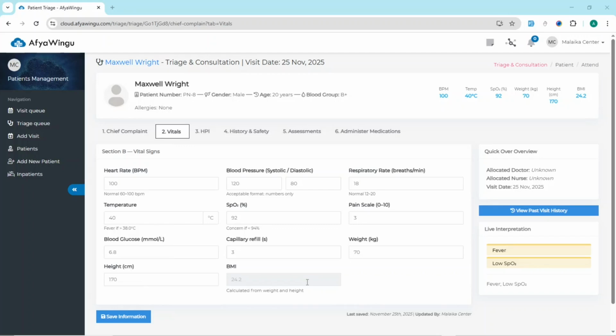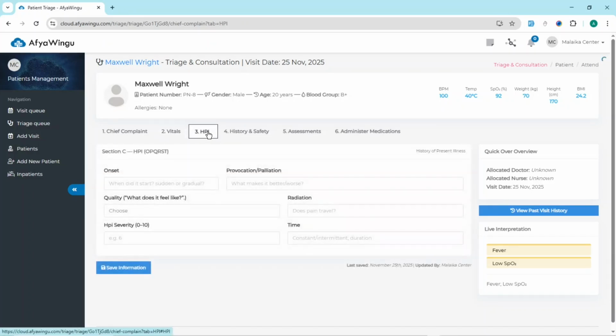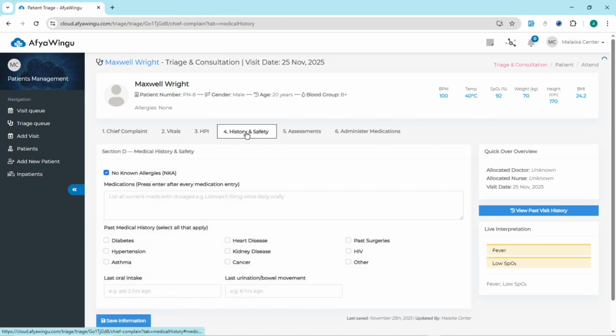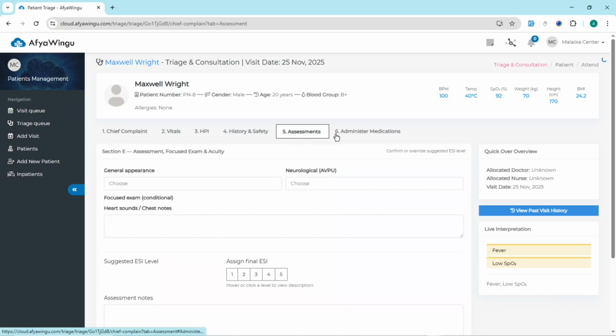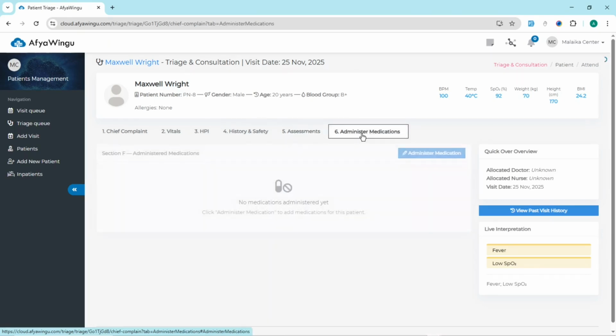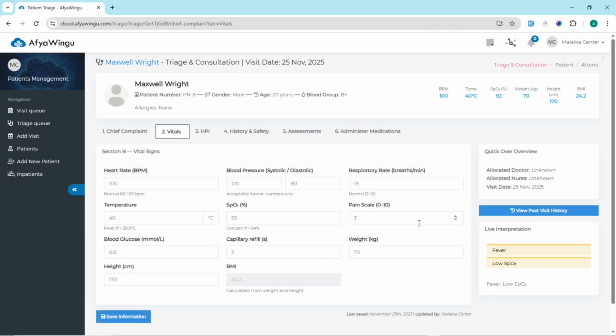And that's it for Section 2, Vitals. Once you've completed this, you're ready to move to Section 3, HPI, to document the full history of the patient's current illness. Section 4, History and Safety, to record past medical conditions, allergies, social habits, and safety concerns. Section 5, Assessments, to note your clinical impression and plan. Section 6, Administer Medications, to prescribe or give drugs during triage. Each step builds a complete clinical picture, helping doctors make faster, more accurate decisions.